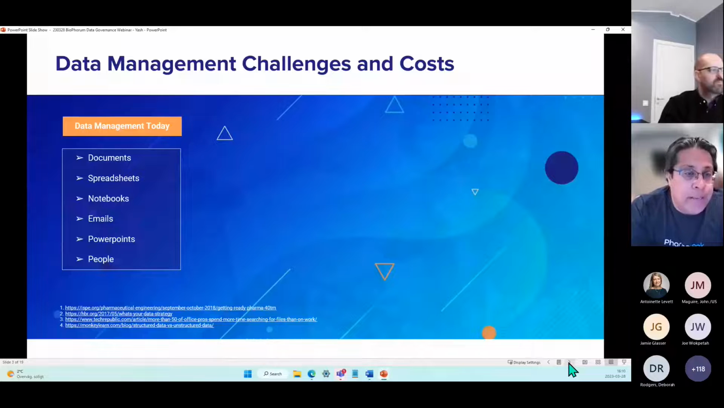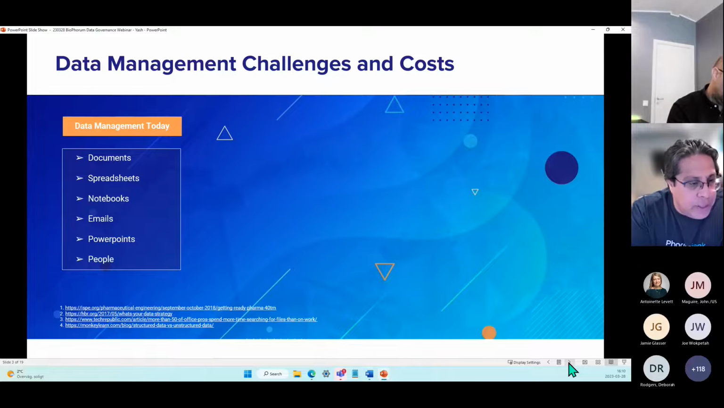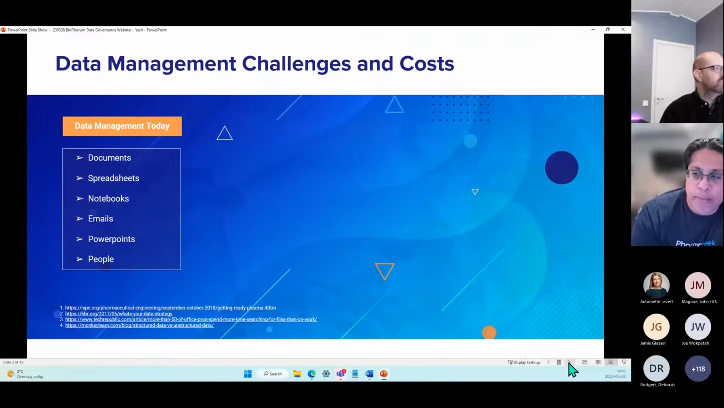So let's think a little bit today about data management and the challenges. As we, I think, are all aware, data management today is really a collection of documents, spreadsheets, notebooks, emails, PowerPoints, and even just the knowledge that's in people's heads. Data is dispersed. This is not a very structured, connected way to manage information, but this is what we do pretty much across the industry today. And what this leads to is the problem of unstructured data frameworks. So can you hit the button again, Julian?